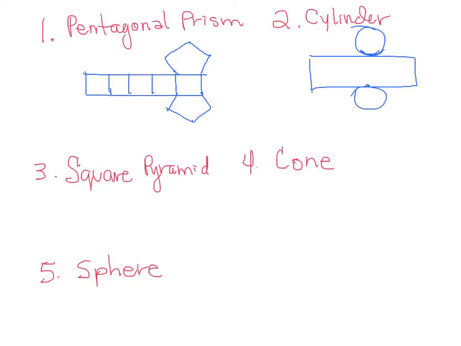Now, number 3, a square pyramid. What we need to do is have a square base, and then triangles. That's right. Very easy, right? Very easy. Especially when we get to the cone.